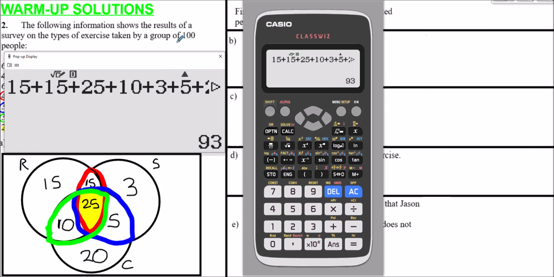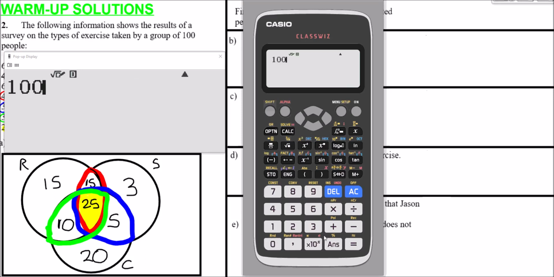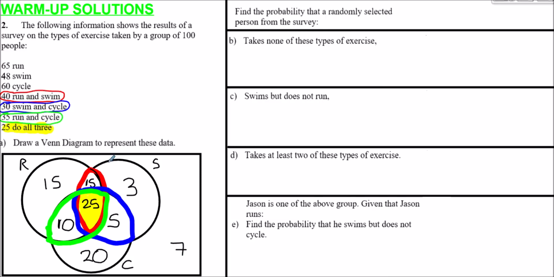So it could be, of course, that maybe they don't run, swim or cycle. So to be honest, I'd imagine there'd be more than 7 out of 100 people that do no exercise. So there are going to be some people that don't go into any activity circle. 100 people in total, 93 people here do some form of exercise. That tells us that 100 minus 93, which of course is 7, don't do any of these three activities. So we put 7 outside of all circles, but within the rectangle. That Venn diagram is now fully complete. So never forget the outside number.